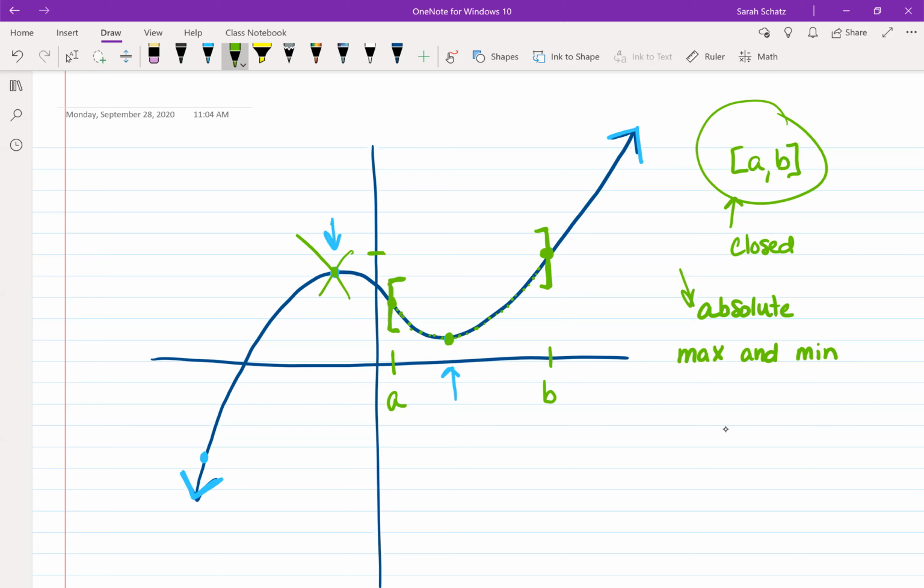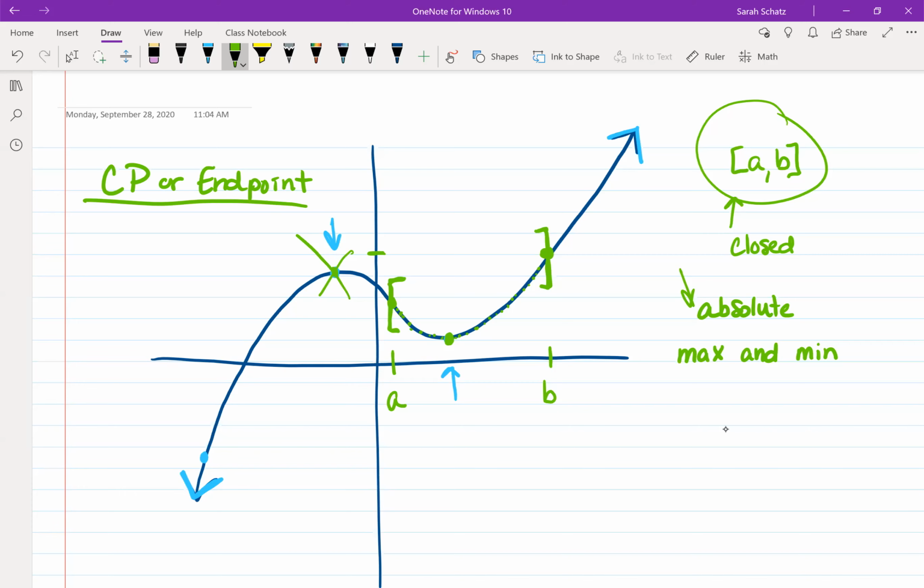You guys, on an interval, the absolute min and max will always occur at one of two places. It will occur at a critical point, or it will occur at an endpoint. We have no need to test any other value other than the endpoints of my interval and any critical points that happen to lie within my interval.